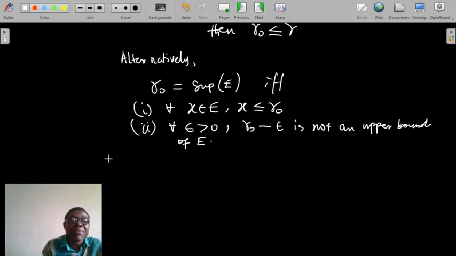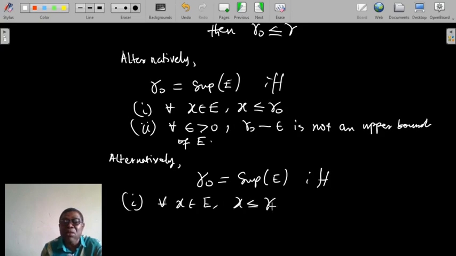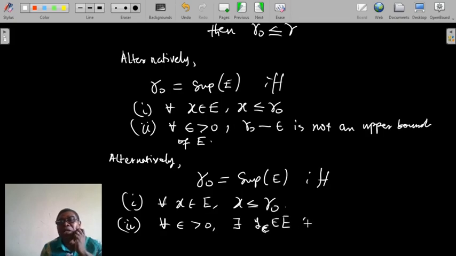Then still an alternative way of seeing this: gamma naught equals supremum of E if and only if, for any x we pick in E, x is less or equal to gamma naught, and for any epsilon bigger than 0, there exists a y epsilon in the set E, y depending on epsilon, such that gamma naught minus epsilon is really less than y epsilon, and y epsilon is less than or equal to gamma naught.